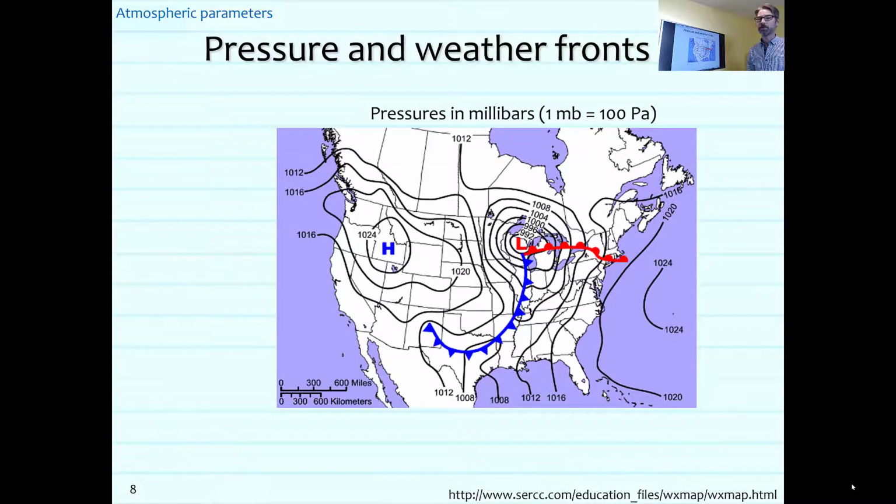You've probably seen this sort of chart before. It shows pressure and weather fronts, and pressures are expressed here in millibars, where 1 millibar is 100 pascals. And you can see all of these different numbers here that indicate different pressure. And you can see a high pressure system here and a low pressure system here. We'll talk more about these in subsequent videos in this section.